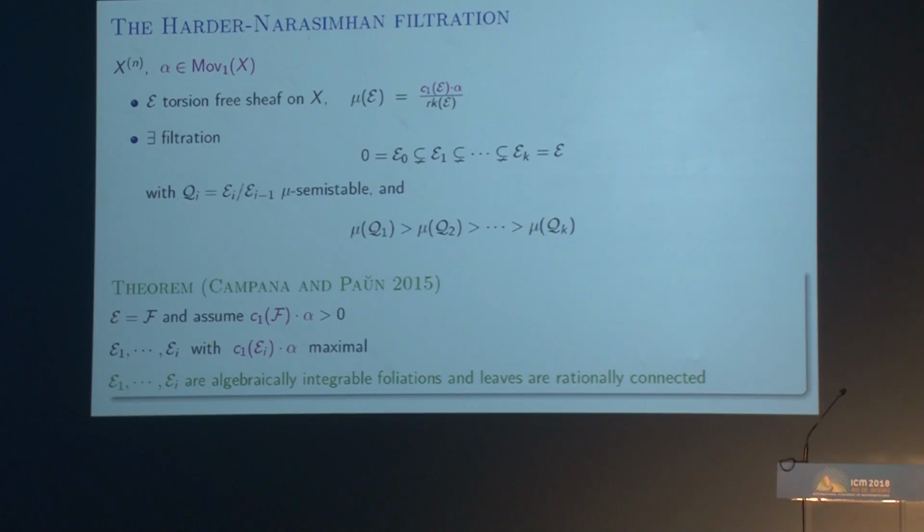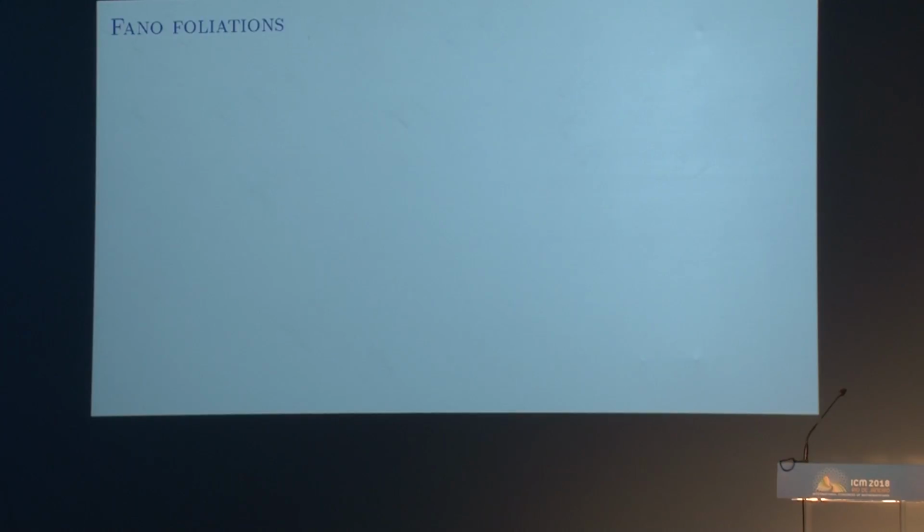Okay, so now, if we want to then use this criteria of algebraic integrability, then one has to find conditions that guarantee that these assumptions are verified. And one possible way to have these assumptions verified is, for instance, to have the first Chern class of the foliation to be ample. So this is what we call Fano foliations.